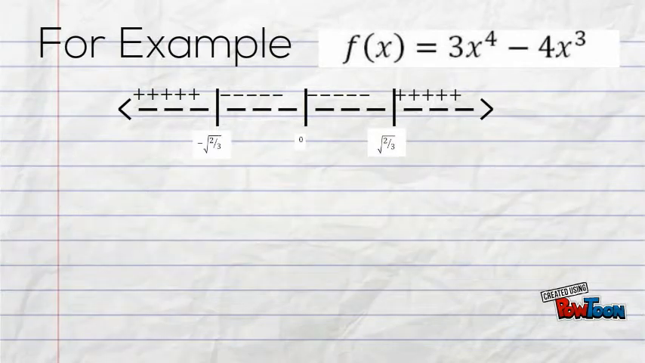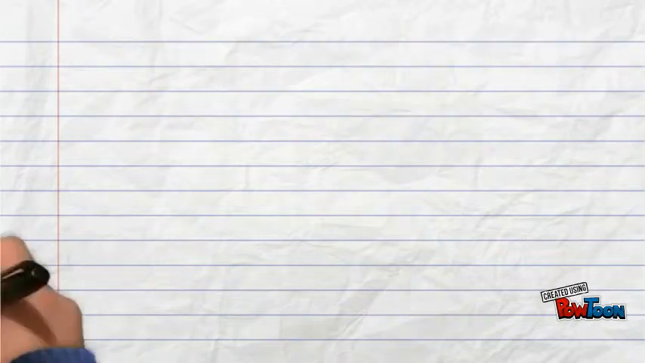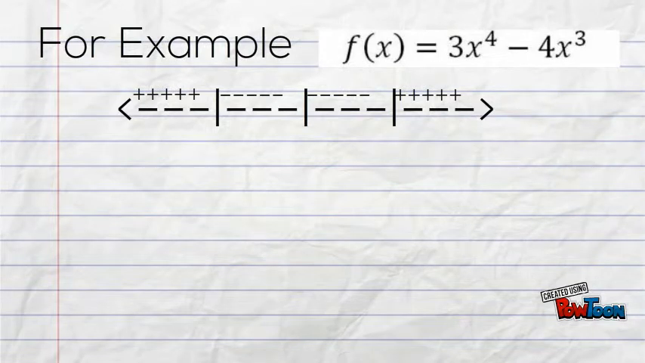Our resulting answer is that we have one point of inflection at x equals 1 and both upward and downward concavity.